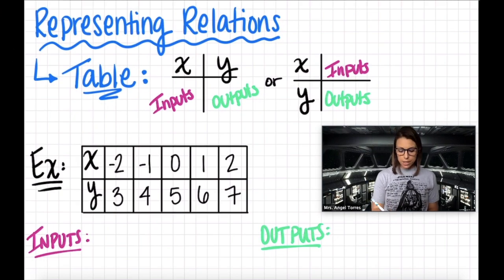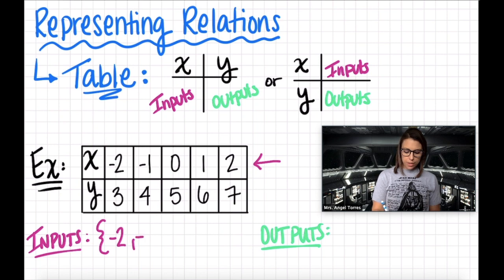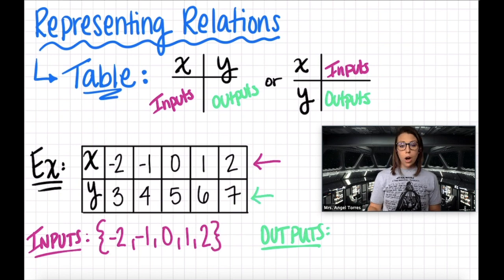Let's see how you did. So my inputs here are going to be all the values of x listed from least to greatest with no repeats. So my inputs here were -2, -1, 0, 1, and 2. Our outputs here are y, and again, they are listed in order from least to greatest already with no repeats, so I can just write those out.